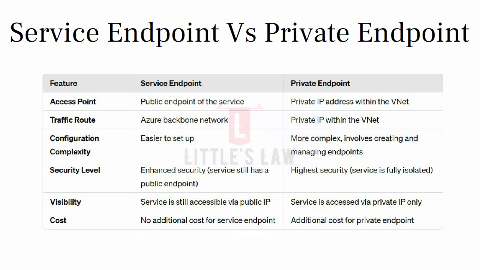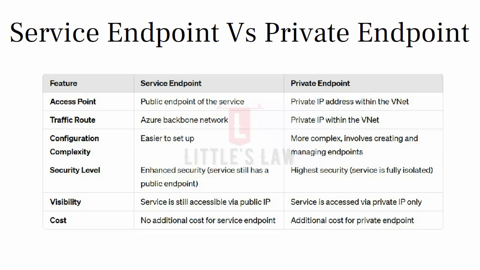And the second point is in terms of the network. With the service endpoint, the traffic to the service remains within the Azure backbone network, but the service itself is still accessed via the public endpoint. And when it comes to the private endpoint, the traffic to the service uses the private IP within your VNet, and it is fully isolated from the public internet because, as the name clearly says, it is a private endpoint. But in terms of the service endpoint, the traffic remains within the Azure backbone network, but the service itself is still accessed via the public endpoint.